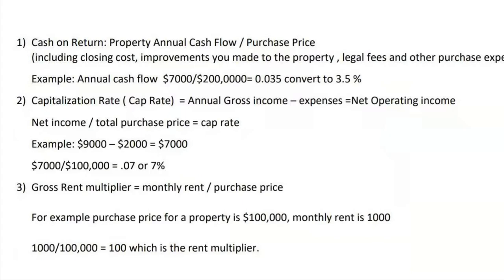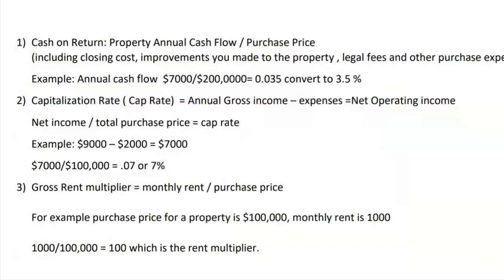Investors could also have other ways to evaluate a rental property, such as cash on cash return, where you take the property's annual cash flow divided by the purchase price. That purchase price could also include the closing costs, the improvements you made to the property, the legal fees, and other purchase expenses. For example, a property has an annual cash flow of $7,000. You buy it for $200,000, and then you convert, which is 3.5%. Now, 3.5% is not a great number, but it's better than the money you put into the bank.